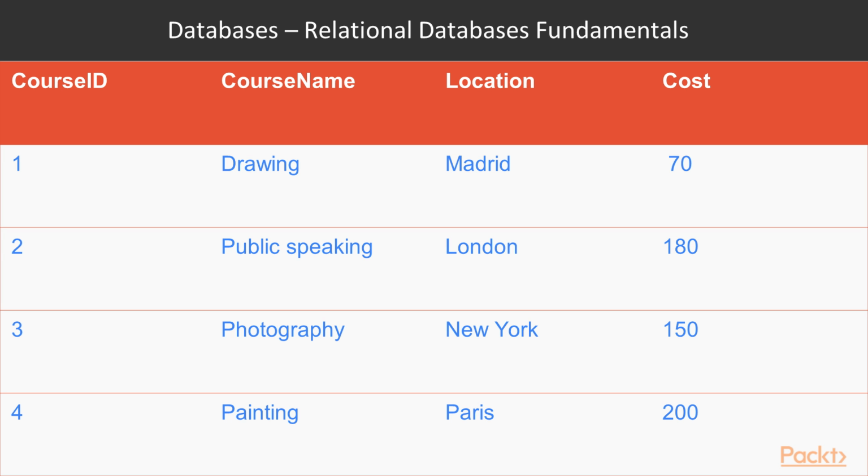And here's an example of what a relational database table might look like with a training course information schema. And we have course ID, course name, location, and cost as fields on that table. And then we have 4 rows for drawing, public speaking, photography, and painting. So most people are probably already familiar with this. So let's move on to RDS specific information.